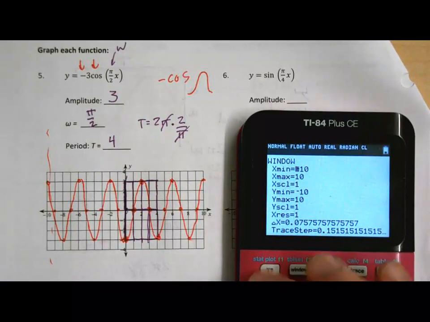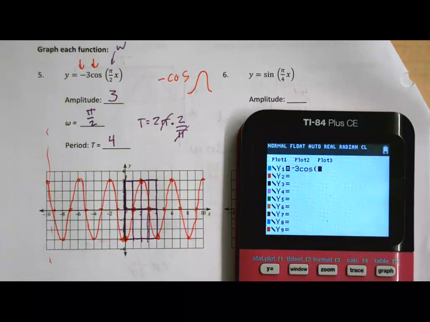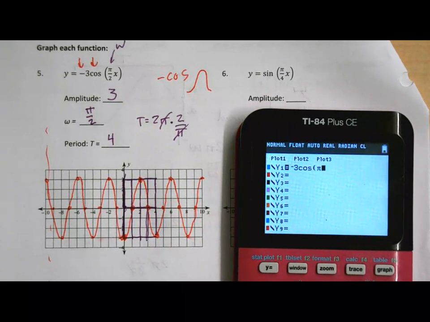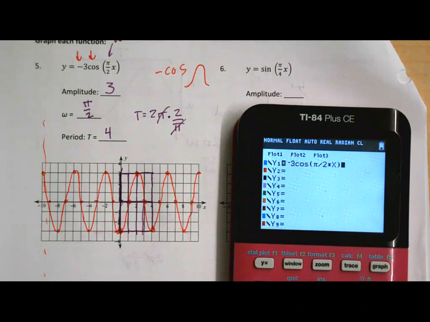So let's go ahead and go into y equals and type this in. Negative 3 cosine of pi over 2 times x. And we'll graph it, and we'll see if it looks like what we got here.